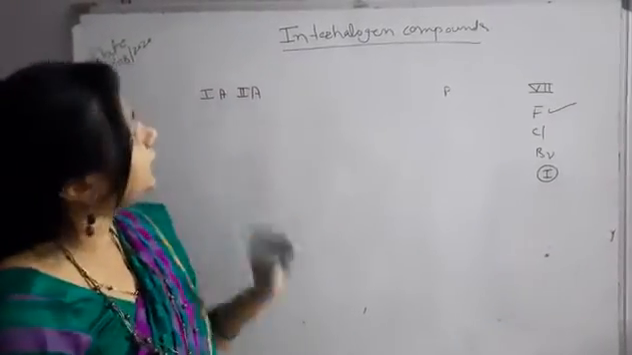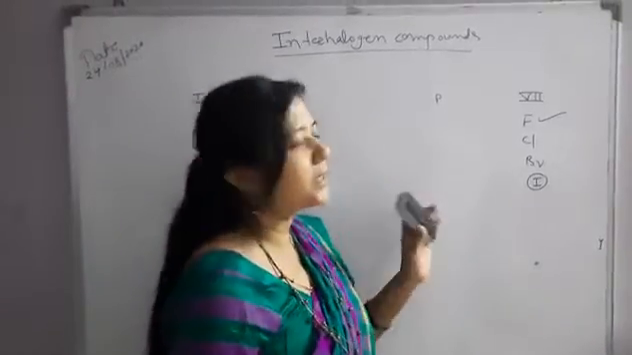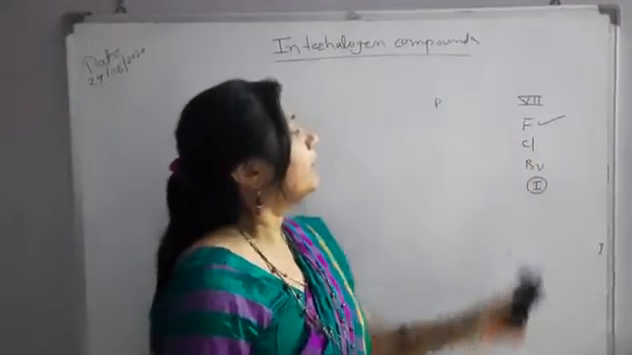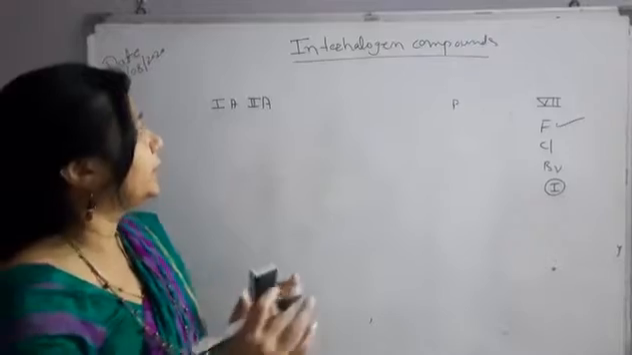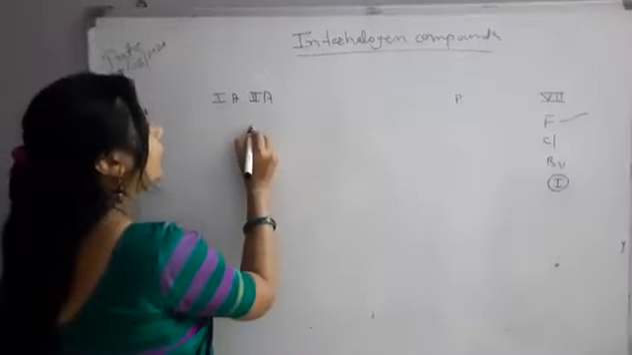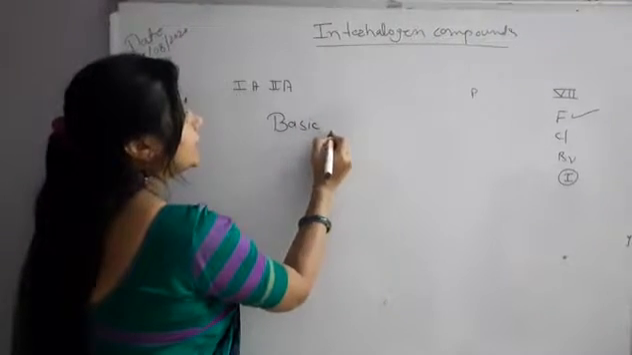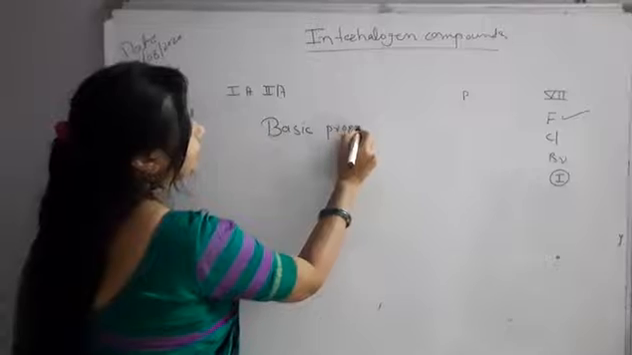So before studying the interhalogen compound, what do we mean by an interhalogen compound? Interhalogen compounds are compounds formed between these elements themselves. But prior to that, there is one topic we have to study, the basic property of iodine. That is, why iodine is basic in nature.